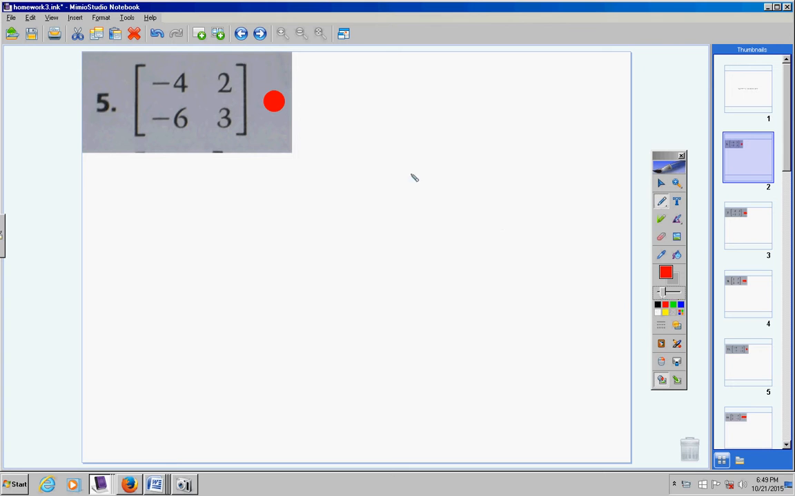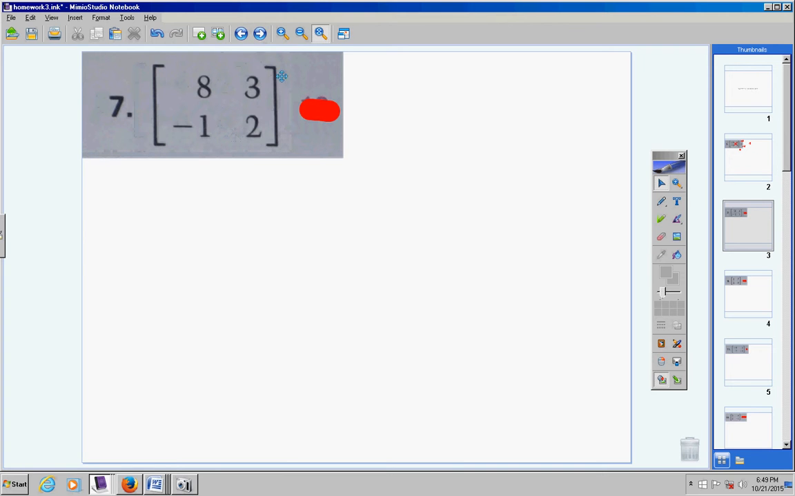Notice we're finding the determinant of a 2 by 2. So we multiply up left to right. We get a negative 12, so we change it to a positive 12. Whenever you multiply up, you change the sign. Now when you multiply down, you do not change the sign. Positive 12, negative 12, you add those two numbers together and you get 0. The determinant of this matrix here is 0.